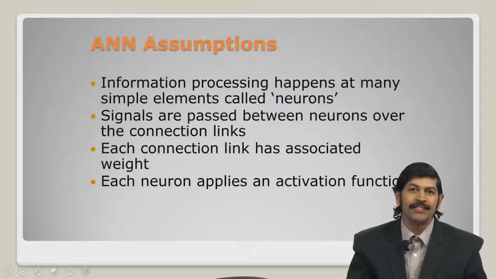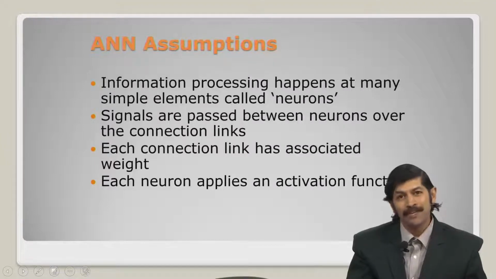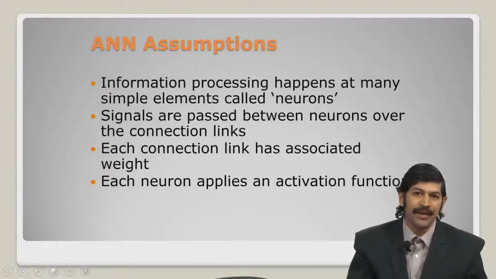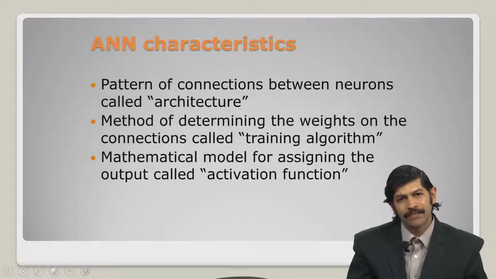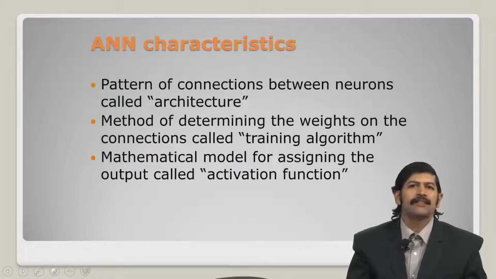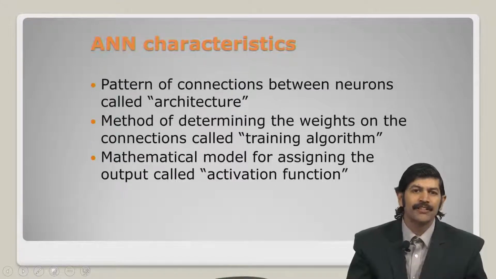If the decision is yes or a +1, then we typically say, oh, the neuron was fired. And if the decision is no, or a negative kind of a decision, or a 0 kind of a decision, we typically say that the neuron did not fire. As simple as that. There are certain characteristics which are associated with artificial neural networks.